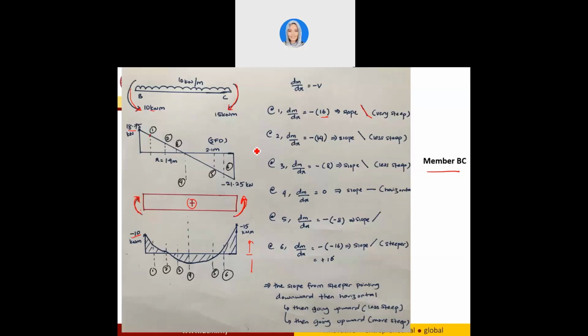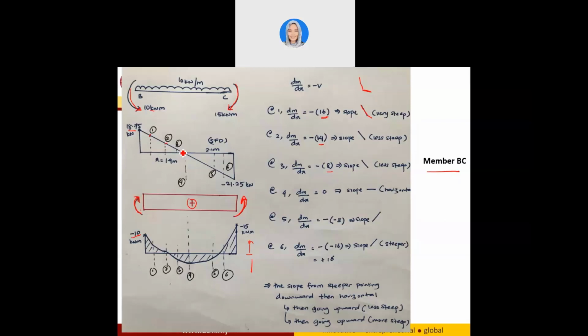At point 2, somewhere around here, my V is going to be 14. Again I will have a negative slope going downward, but the degree of my slope is lesser than the previous one. At point 1 the degree is 16, but at point 2 it is 14. So the slope at point 1 is a little bit steeper, and at point 2 it is a little less steep. At point 3 it is getting even less steep because I have negative 8, again pointing downward, but the degree of my slope is becoming even lesser, 8.